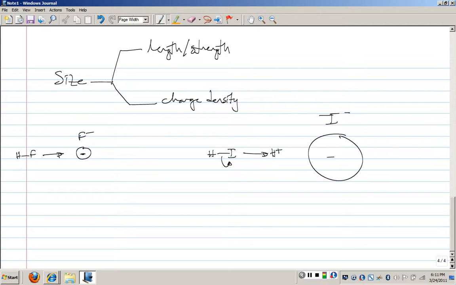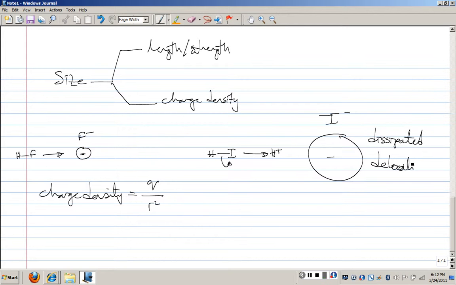But in the fluoride, the charge density, which is the charge over the area, is different. The charge density is a measure of the intensity of the charge. How intense is the force field around the ion? The charge density in the fluoride ion is huge, whereas because the iodine is a much bigger atom, the minus charge is dispersed or dissipated or delocalized over a much larger surface area.